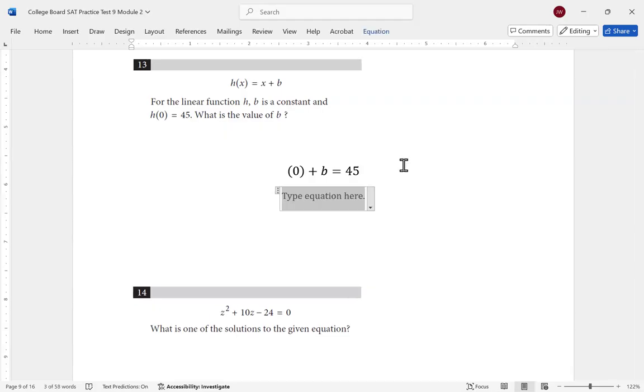Solving for b, well, 0 plus b is just b. So b has to be equal to 45. And that's the answer to question 13. 45 is the value of b.